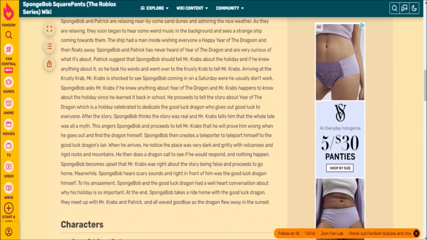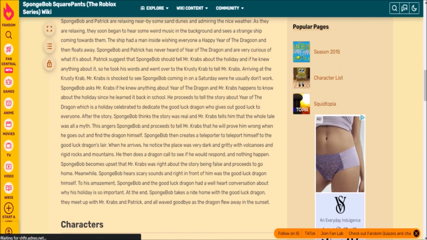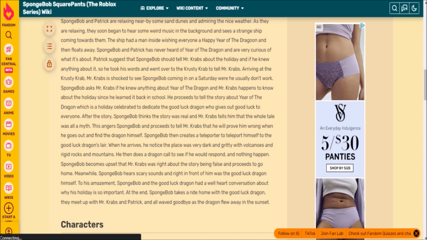SpongeBob asks Mr. Krabs if he knew anything about Year of the Dragon, and Mr. Krabs happens to know about the holiday since he learned it back in school. He proceeds to tell the story about Year of the Dragon, which is a holiday celebrated to dedicate the good luck dragon who gives out good luck to everyone.